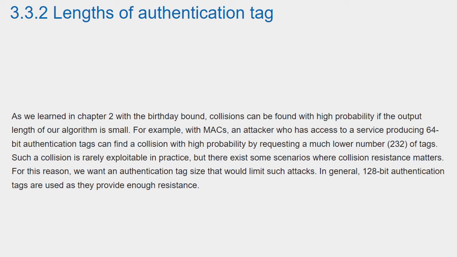As we learned in Chapter 2 with the birthday bound, collisions can be found with high probability if the output length of our algorithm is small. For example, with MACs, an attacker who has access to a service producing 64-bit authentication tags can find such a collision with high probability by requesting a much lower number, 2 to the 32nd, of tags. Such a collision is rarely exploitable in practice, but there exist some scenarios where collision resistance matters. For this reason, we want an authentication tag size that would limit such attacks. In general, 120-bit authentication tags are used as they provide enough resistance.